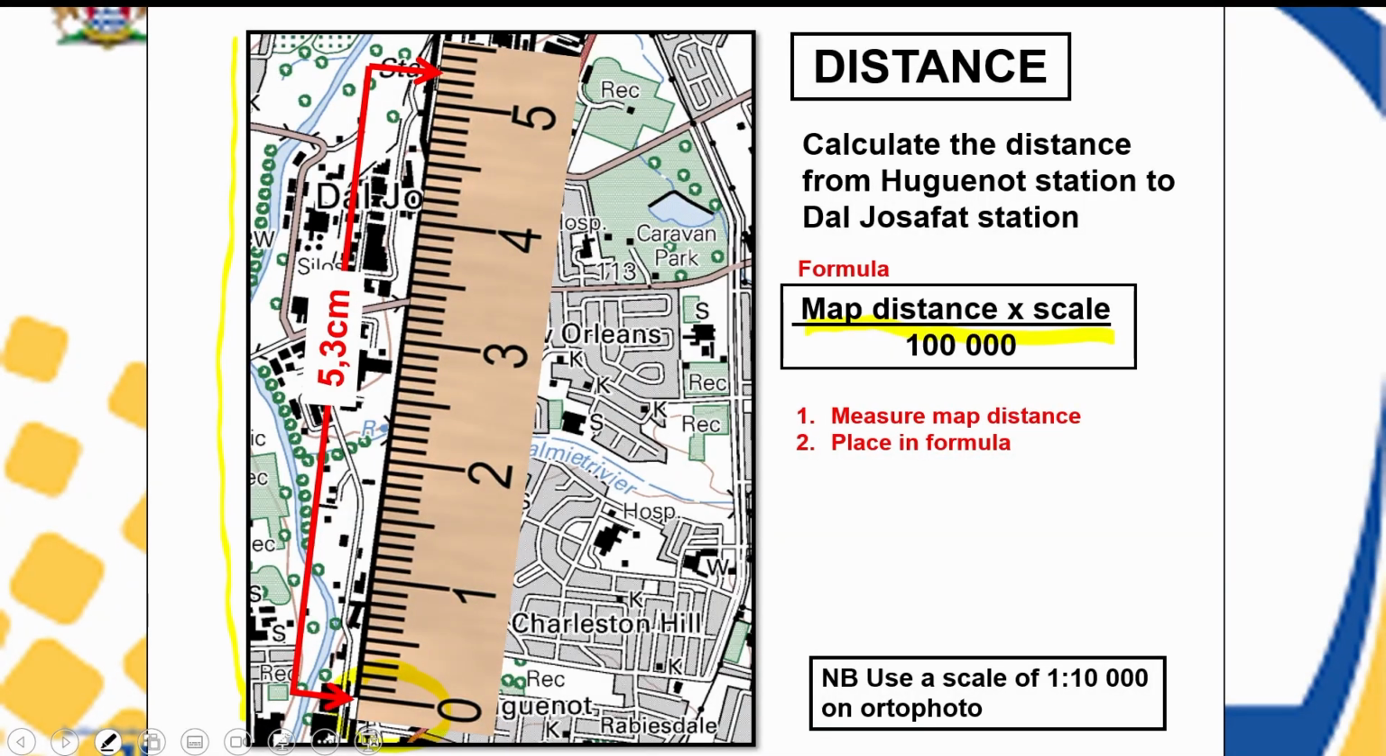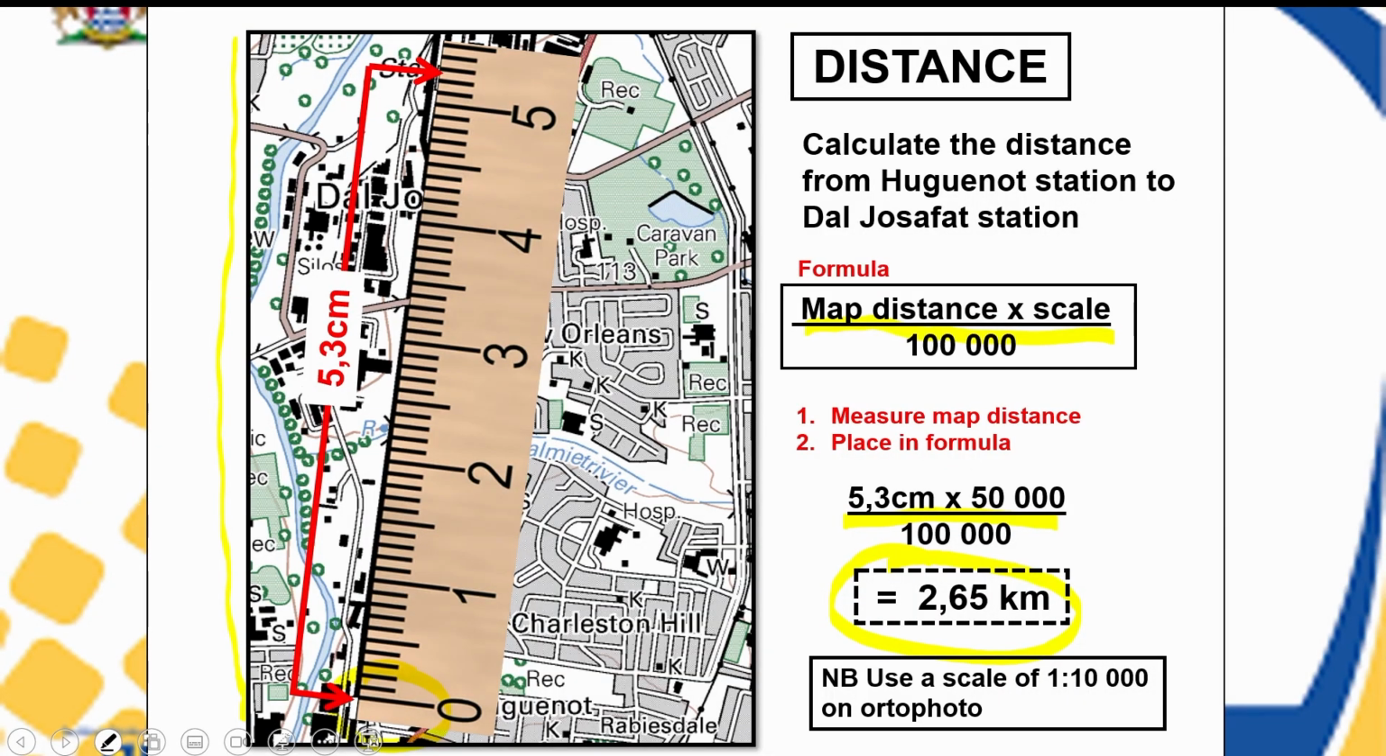So we know that when you are measuring, you have to convert those centimeters into kilometers, because every answer for a distance should be in kilometers. So it's 5.3 centimeters from the station A to station B, which is Huguenot Station and Dal Josaphat. So when you are multiplying, it's 5.3 centimeters multiplied by 50,000 divided by 100,000. Why 100,000? Because there are 100,000 centimeters in a kilometer.